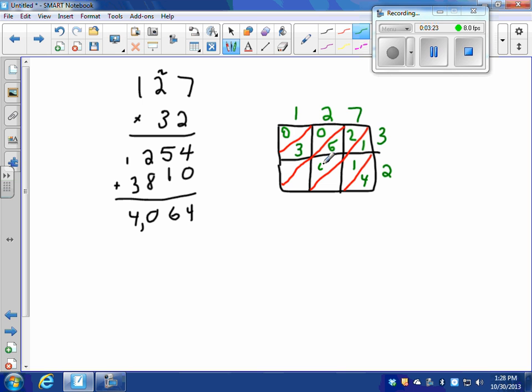2 times 2 is 4. So I would write that as 0, 4. 2 times 1 is 2. So I would write that as 0, 2. Now I can just add my diagonals. So this is just a 4. 4 plus 1 is 5, plus 1 is 6. 2 plus 6 is 8, plus 2 more is 10. So I'm going to write a 0 here, and I'm going to carry a 1. 3 plus 1 is 4, and then I have a 0 here. So I could either put a 0 here or not. So using the lattice method, I could also solve this problem.